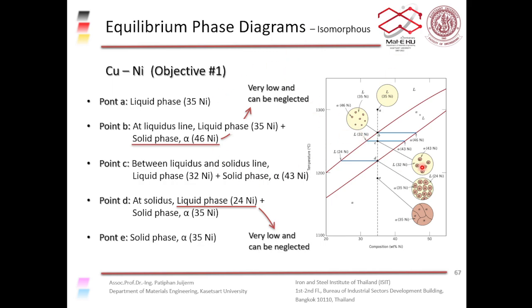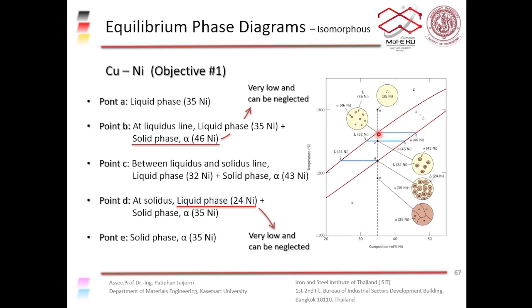Okay, so this is what happens. At point A, we get liquid phase, 35% nickel. We start off with 35% nickel, the overall composition. So at point A, we have 35% nickel. And when the temperature drops to point B, at the liquidus line or just below the liquidus line, we start to get nucleus forming. We start to get solid alpha nucleus, and we still have some liquid there.